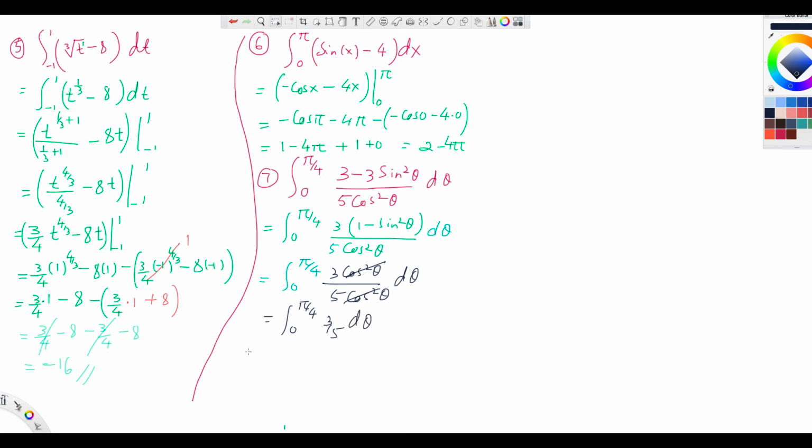d theta. So what is the integral of 3/5? So 3/5 will be 3/5 theta, right? And then the limit of integration is 0 to pi over 4. Now what you do is you plug in. That will be 3 over 5 times pi over 4 minus 3 over 5 times 0, right? If you simplify, you will get 3 pi over 20. That is your answer. Okay, guys?